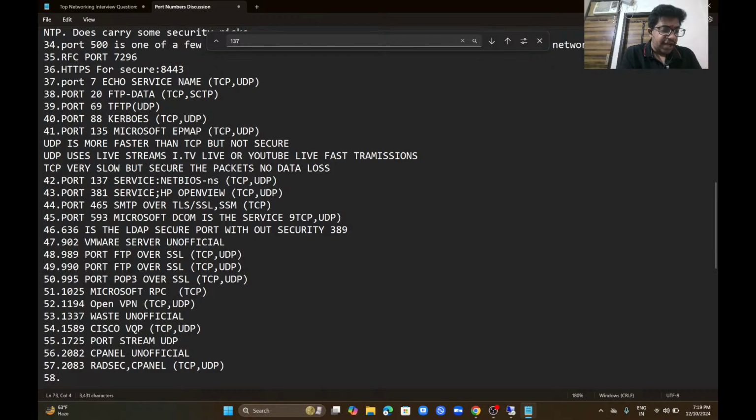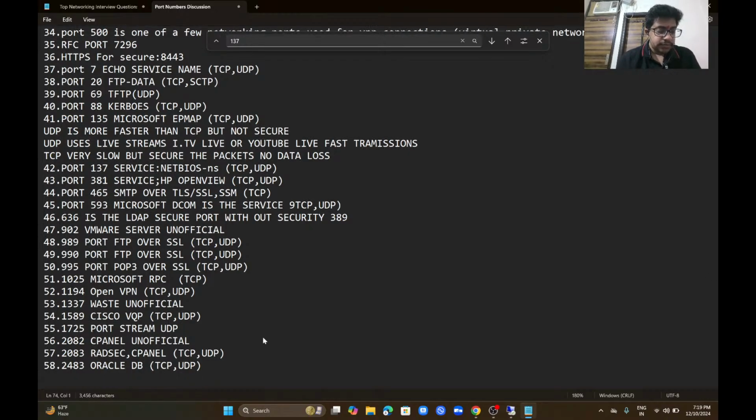And 2483 is Oracle DB. We are using TCP, UDP. Sometimes for Oracle we use 1521, but some organizations use 2483 also. Okay, 2484 we also use, no issues, in real time.